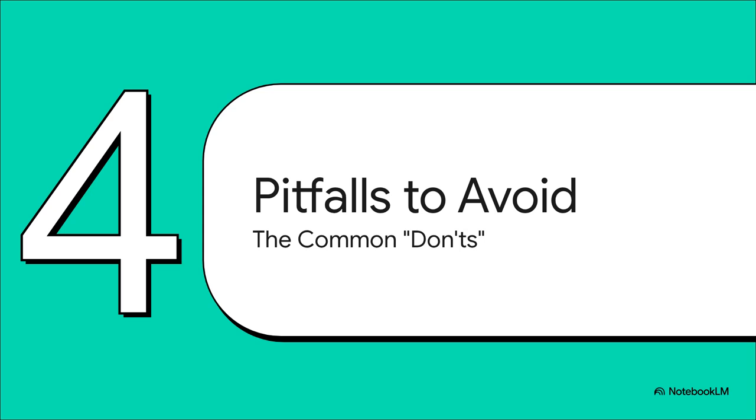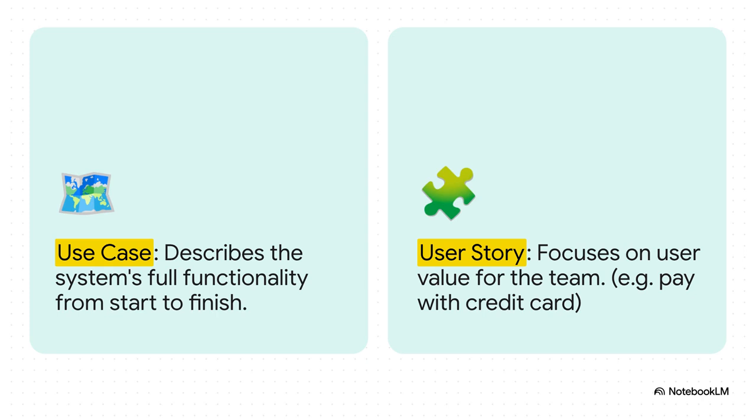Okay, but knowing what to do is only half the story, right? Let's talk about the common traps people fall into so you can sidestep them completely. Oh, this is a classic mistake, especially in agile teams: confusing a use case with a user story. They're not the same thing. A user story is a tiny slice of functionality for the dev team, like I want to pay with my credit card. A use case is the entire interaction from start to finish. They work together for sure, but they serve different purposes.